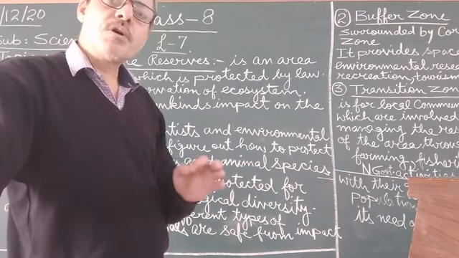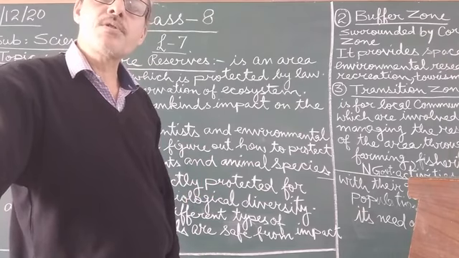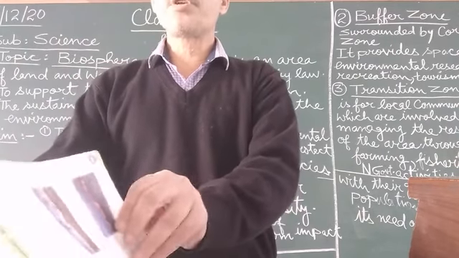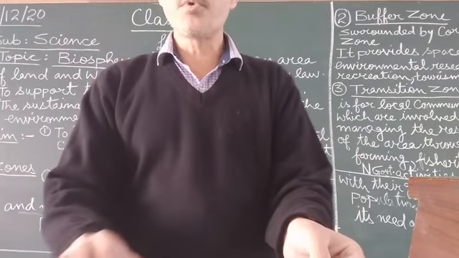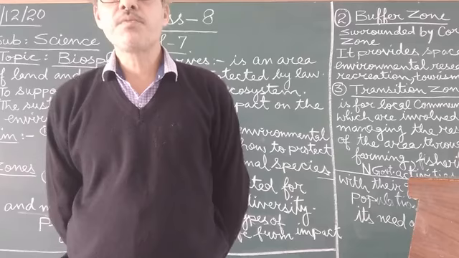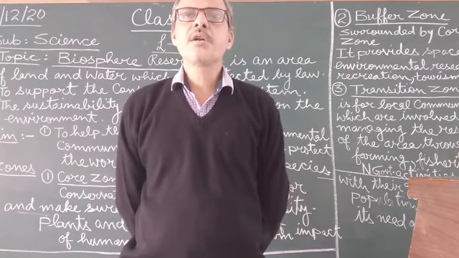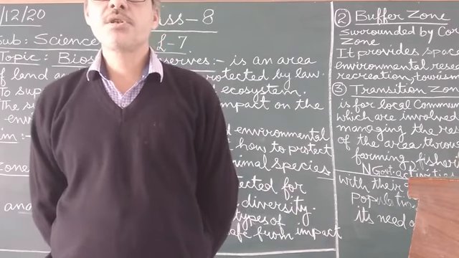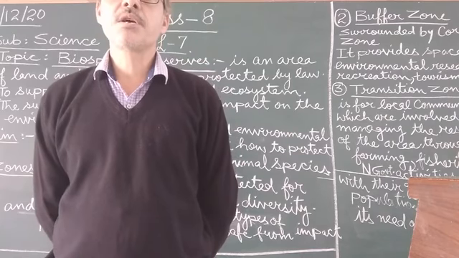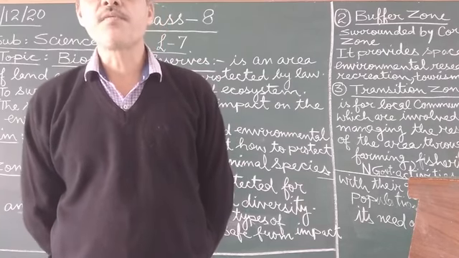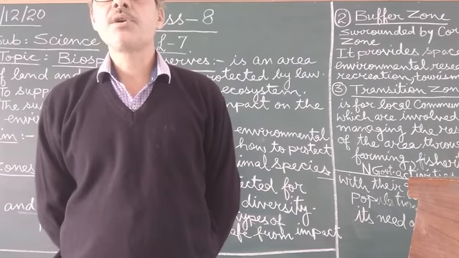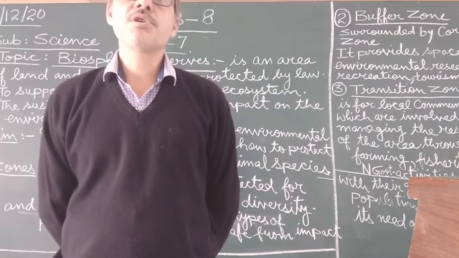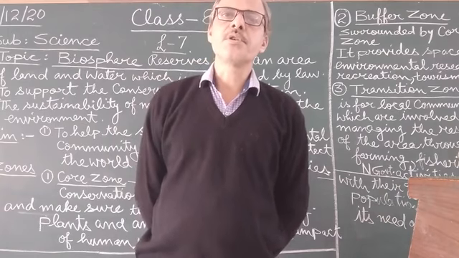Now one more thing I would like to tell you about the biosphere reserve: the names of 3 biosphere reserves are given in your book. The Nilgiri Biosphere Reserve is located in Kerala, Tamil Nadu and Karnataka. Next is the Nanda Devi Biosphere Reserve, located in the state of Uttarakhand. And third, the Pachmarhi Biosphere Reserve, located in the state of Madhya Pradesh.